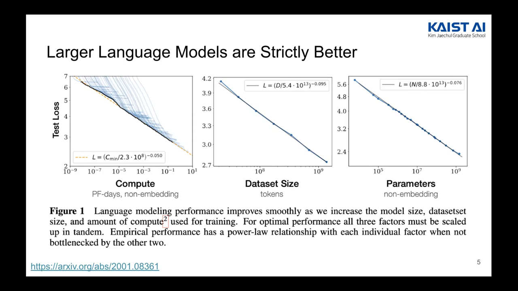They studied how scale and the language model's performance, or perplexity, relate to each other. The message of the paper was quite clear: larger language models are strictly better. Although this is also being challenged sometimes these days, from different perspectives, because sometimes people say that the improvement kind of flattens as it gets bigger.